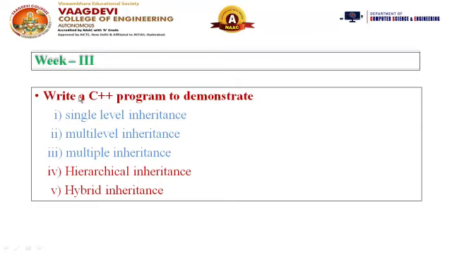In the previous segment, we have discussed how multi-level and multiple inheritance can be used. Now I am going to continue with the type 4 inheritance, that is hierarchical inheritance. Derivation of several classes from a single base class is known as hierarchical inheritance.